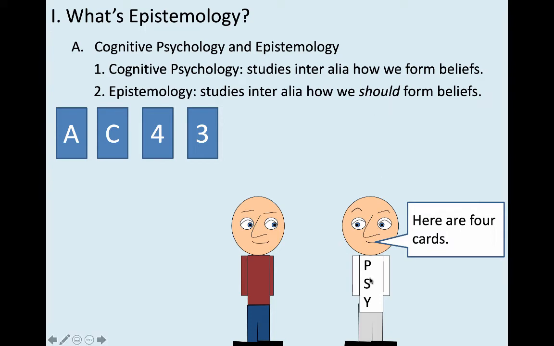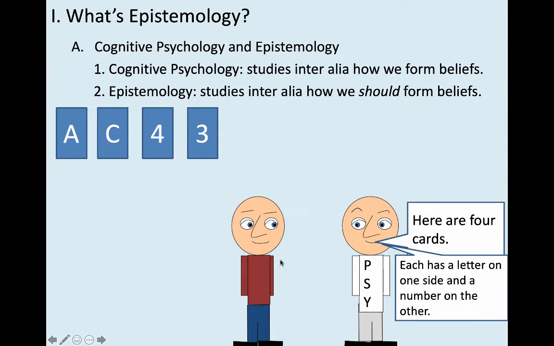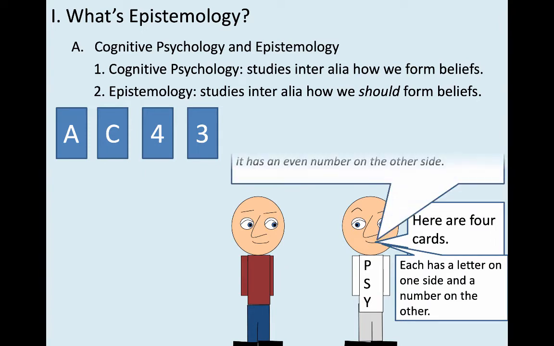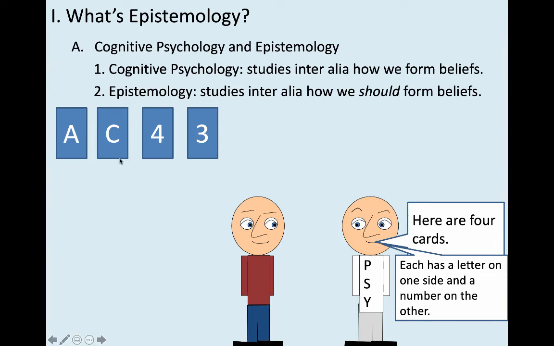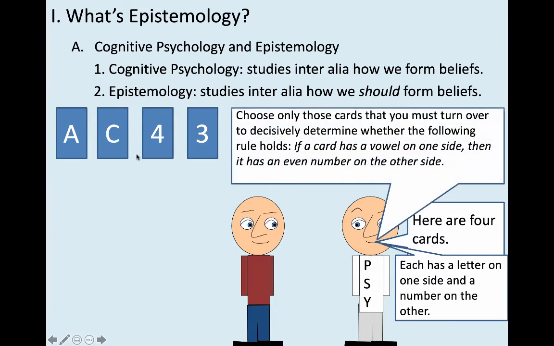The psychologist comes in and performs an experiment, says to the subject, here are 4 cards. Each card has a letter on either the front or the back and a number on the opposite side. So again, when we say side here, we don't mean to the left of or to the right of, we mean the opposite side of this card. So on the opposite side of this card, there's a number or a letter. On the opposite side of this card, there's a number or a letter, and so on.